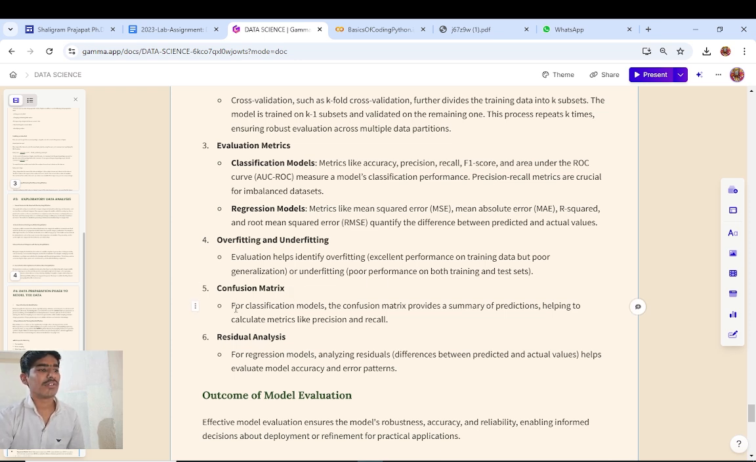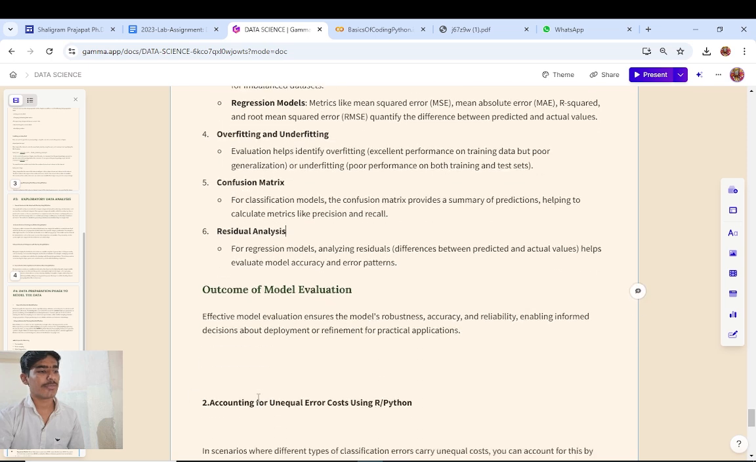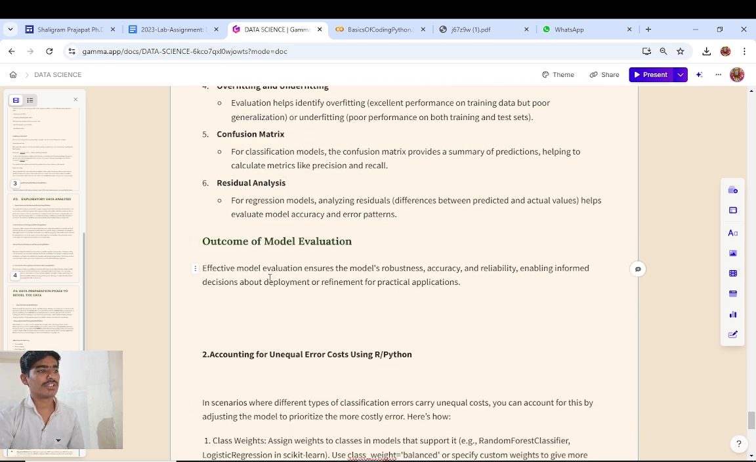Fifth is the confusion matrix. For classification models, the confusion matrix provides a summary of the predictions, helping to calculate metrics like precision and recall. The sixth is the residual analysis. For regression models, analyzing residuals, the difference between the predicted and the actual values, helps evaluate model accuracy and error patterns. The outcome of model evaluation is that effective evaluation ensures the model's robustness, accuracy, and reliability, enabling informed decisions about deployment or refinement for practical application.